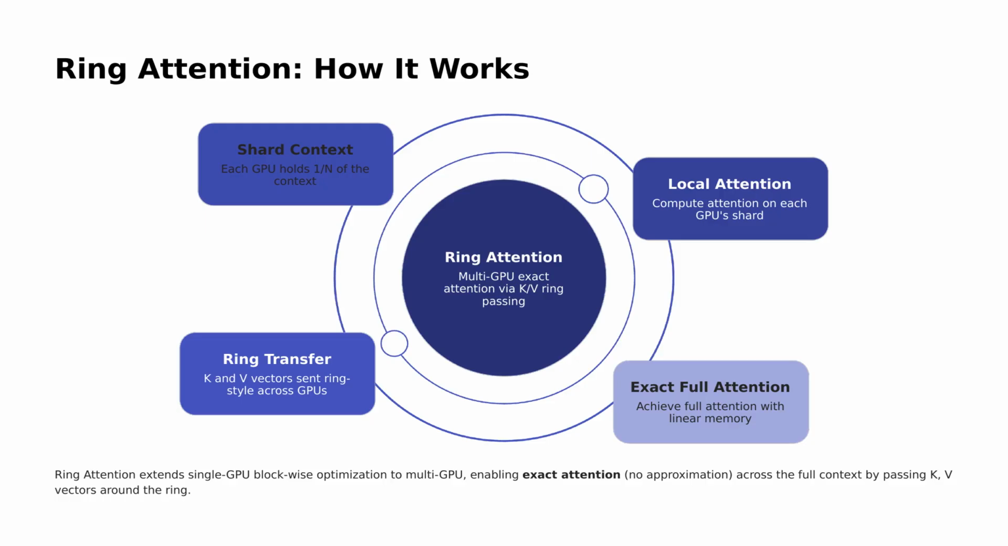Welcome to ring attention, how it works. In this approach, we achieve exact full attention using a multi-GPU setup. By employing ring passing, key and value vectors circulate across GPUs, allowing each to compute attention locally. With this method, each GPU holds a fraction of the context, ensuring linear memory usage while maintaining precision. Ring attention extends blockwise optimization beyond single GPUs, enabling precise attention without approximation across the entire dataset.